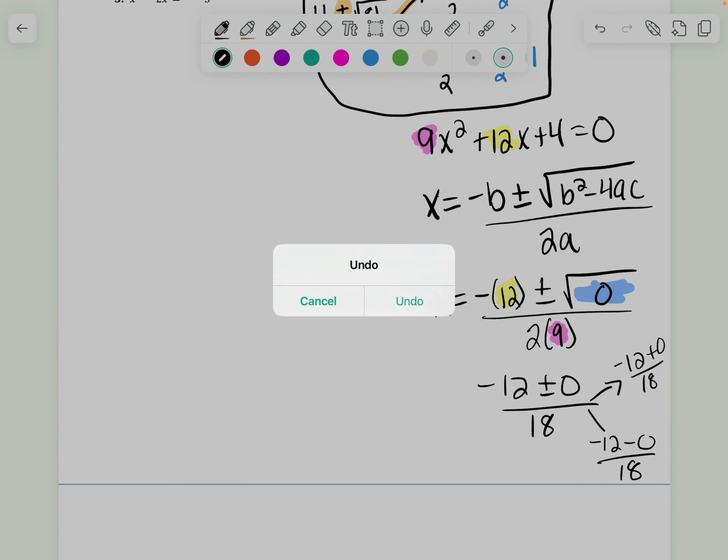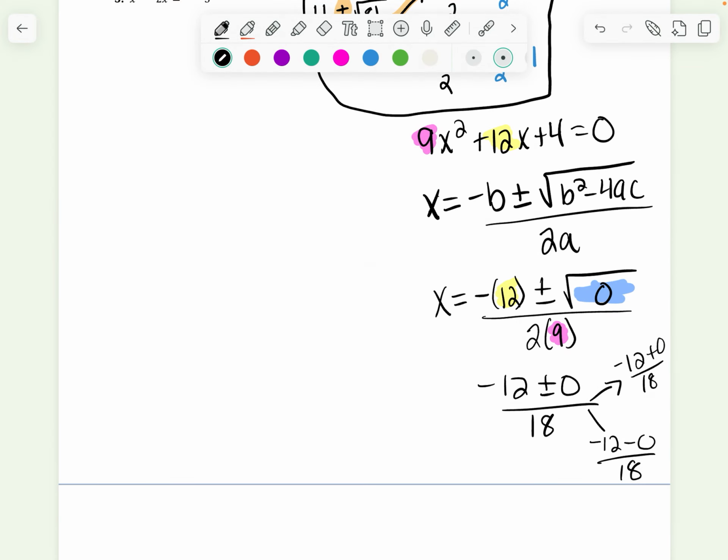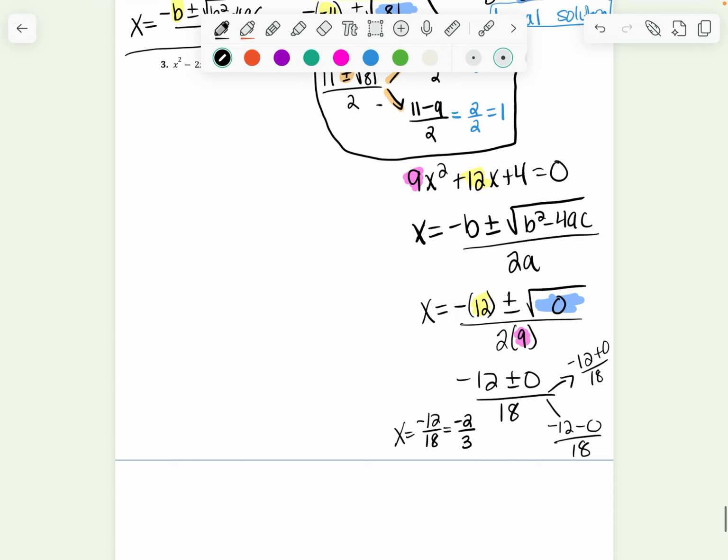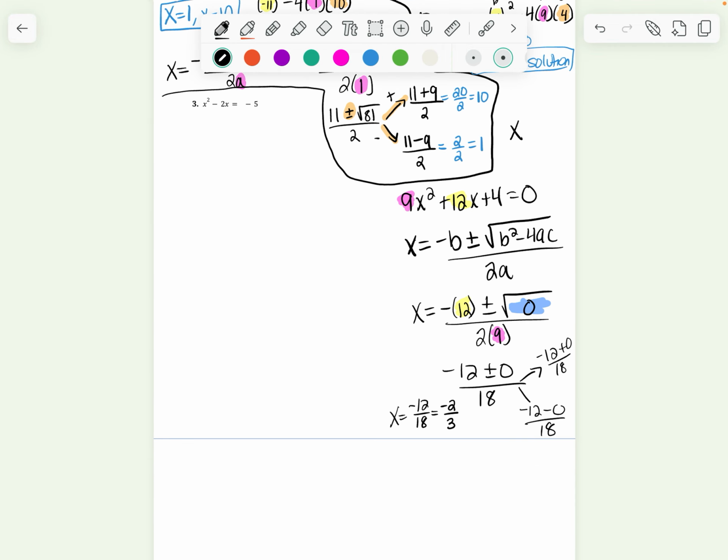But negative 12 plus 0 and negative 12 minus 0 are the same thing. So you just get negative 12 over 18, which we can simplify by dividing both by 6. Negative 12 divided by 6 is negative 2, and 18 divided by 6 is 3. So we get x equals negative 2/3 for that one. Negative 2/3 for our solution.